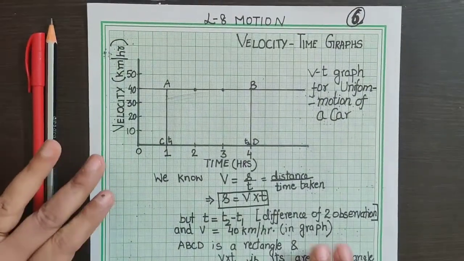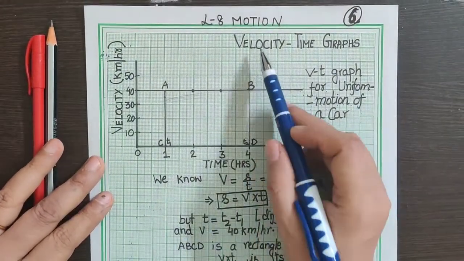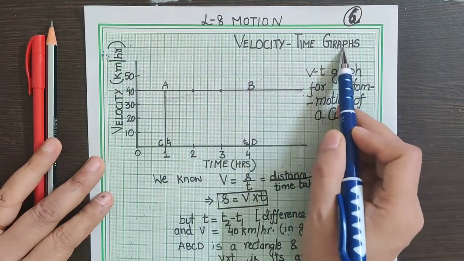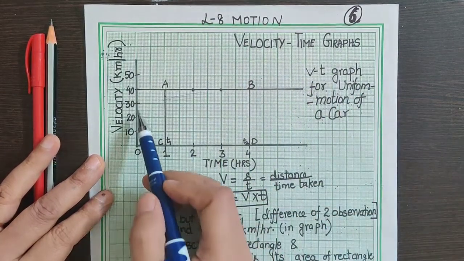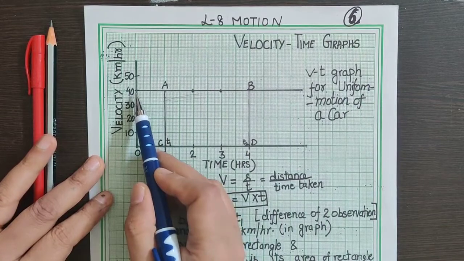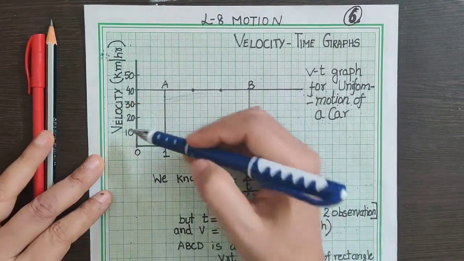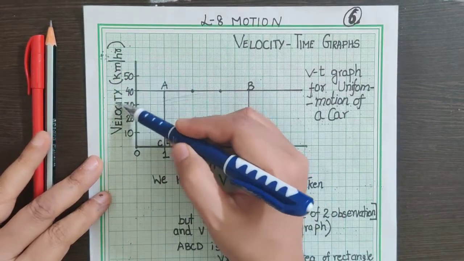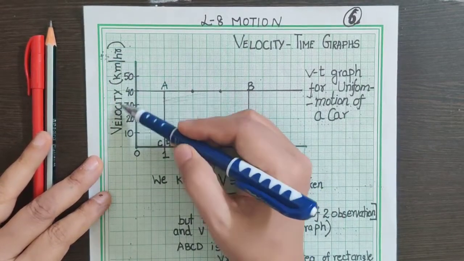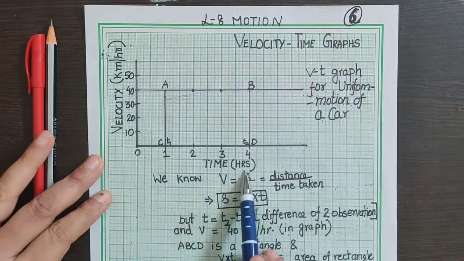This is my real graph. I am showing it to you. This is my velocity time graph. This is the velocity time graph for a car which is moving on a national highway at 40 km per hour. On the y-axis I have taken velocity in kilometer per hour and time in hours.